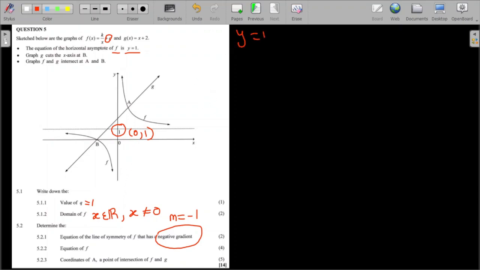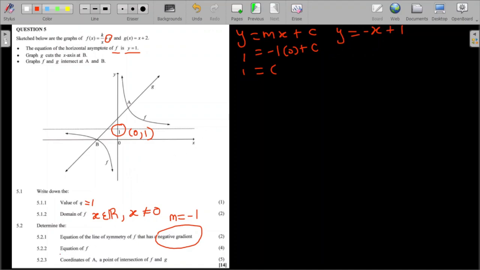Now y is equals to mx plus c. My gradient here is going to be negative 1, and then for the point that I'm going to use, my y here is going to be 1, and my x is going to be 0, so I know my c is going to be 1. So the whole equation is going to be y is equals to negative x plus 1. Now that's the line of symmetry.